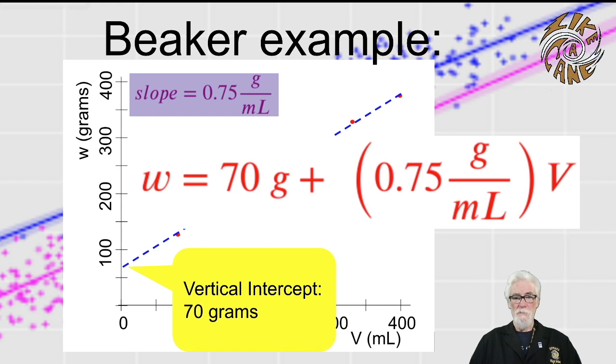Don't forget a few things that are different between math and science. Our variables are not going to be x and y. They're going to be something that makes sense for the quantities that are being measured. Our vertical intercept and our slope are going to have units on them. They're not going to be just naked numbers. So grams in our case for vertical intercept, and grams for every milliliter, or grams over milliliters, or grams per milliliter for our slope.